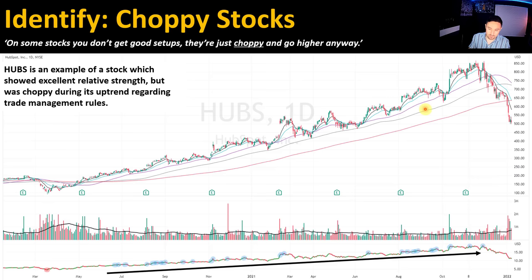Next one. So now we're going into a little bit more of the specifics, actually. A quote from Qullamaggie: on some stocks, you don't get good setups. They're just choppy and go higher anyway.